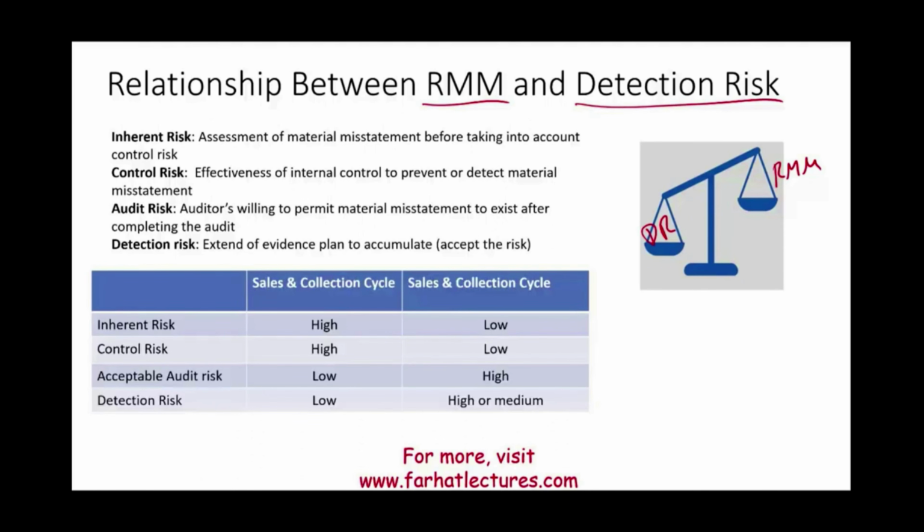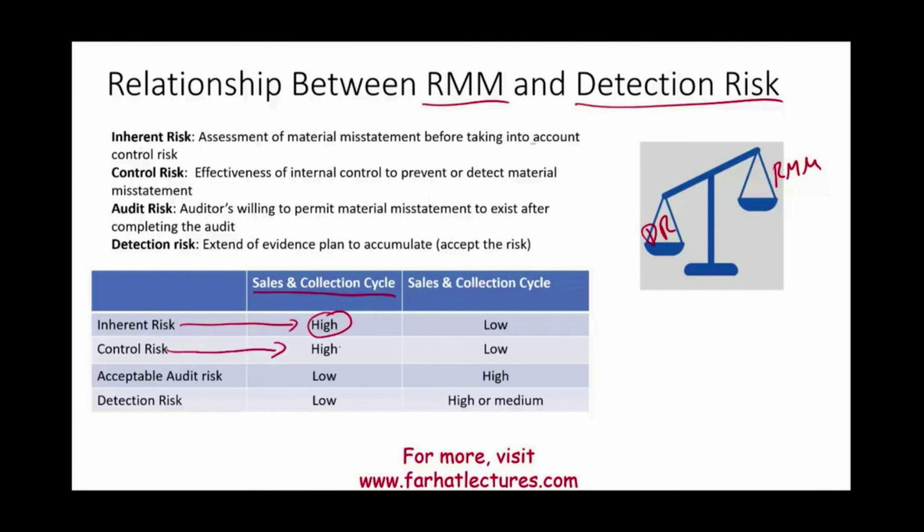Once again, these apply to a specific cycle. They could apply to a specific cycle, or we could set them for the company overall. But for each cycle, we could have this. For example, if we're looking at a sales and collection cycle, what if we assess inherent risk as high? That is the assessment of material misstatement before taking into account control risk. Simply put, the sales cycle has a high inherent risk. It's a risky account. We have a lot of estimates, a lot of judgment, complexity. Maybe the contracts are not well clear. It's a high inherent risk sales cycle.